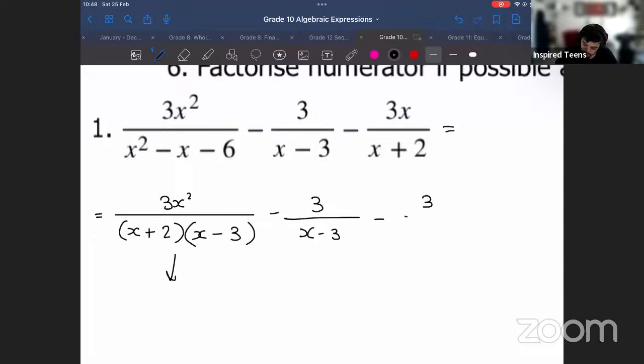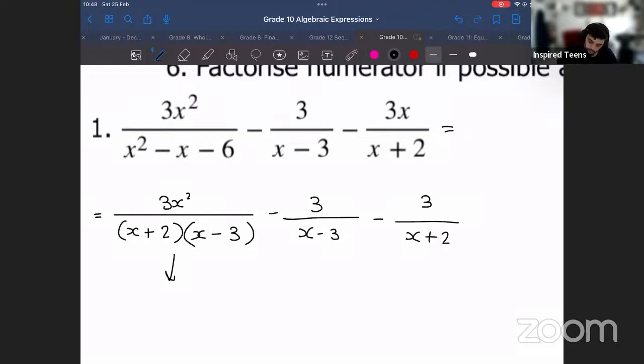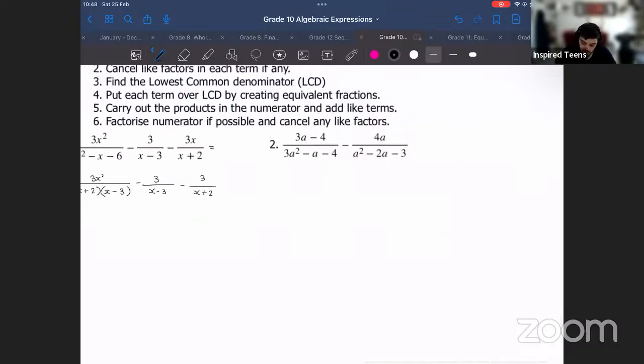Minus 3 over, sorry, not factorizable, over x plus 2. Okay, so whenever we add or subtract fractions, the method for solving it, which you should know by now, is to find the lowest common denominator, LCD. We need to find the common factors of the denominators that are the lowest ones.